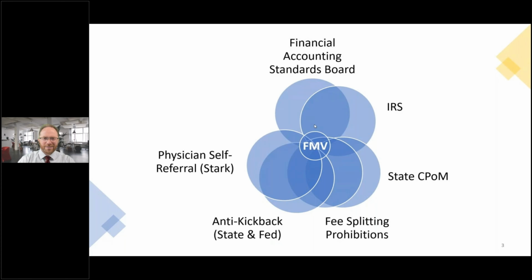I like to think that there's a small little target area where all these 6 laws and standards overlap right there in the middle. And this Venn diagram on this slide is intended to illustrate. So when I prepare a fair market value opinion for a physician practice management arrangement, I'm aiming for that small target area where we can comply with all these different standards and laws at the same time.